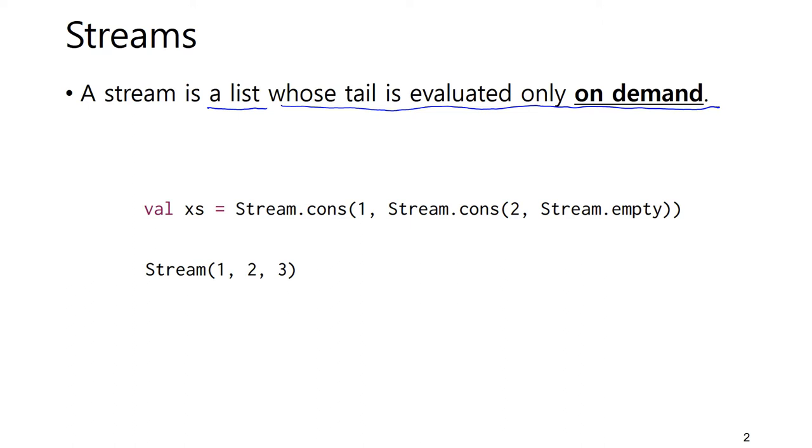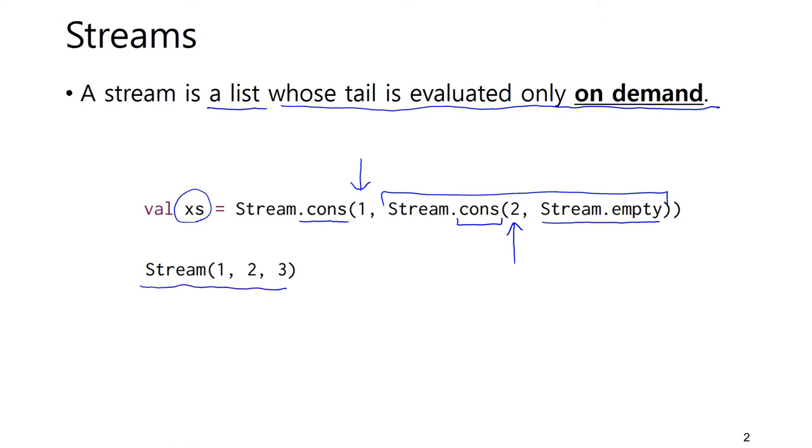For example, here, we create a stream using the cons constructor by providing the first element in the stream and the remaining elements in the stream. And the remaining element of the stream is also constructed with a cons constructor with the first element and the remaining stream. And this is the way that you create the stream by directly providing the elements.